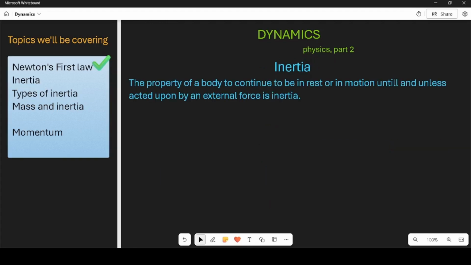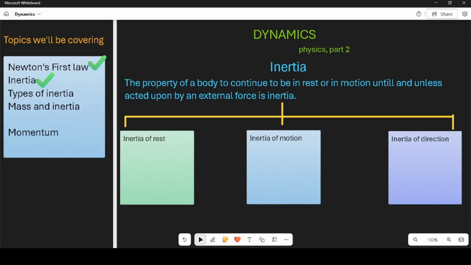The property of a body to continue in its state of rest or uniform motion unless acted upon by an external force is known as inertia. This is the concept of inertia. Now let's discuss the types of inertia. There are three types of inertia: inertia of rest, inertia of motion, and inertia of direction. Let's discuss each one in detail.